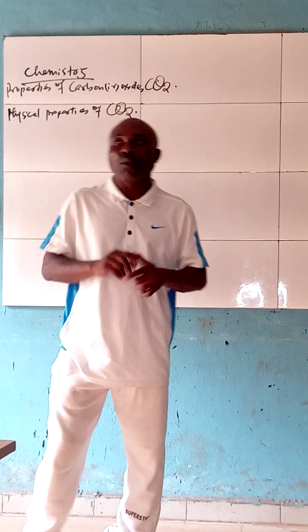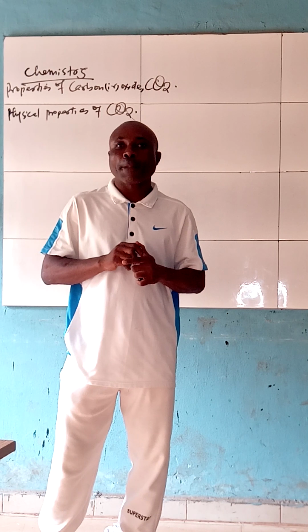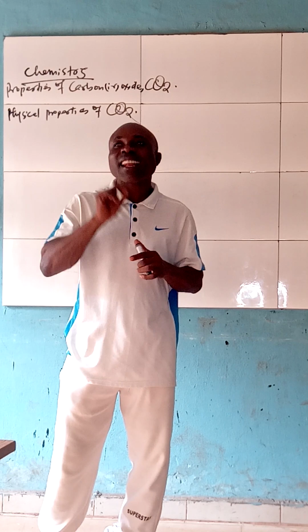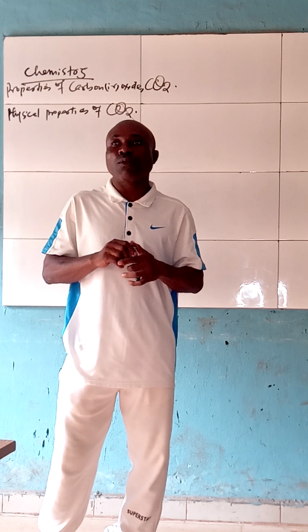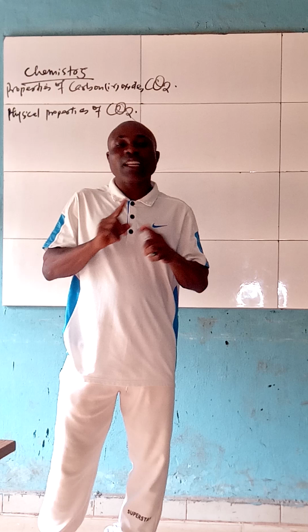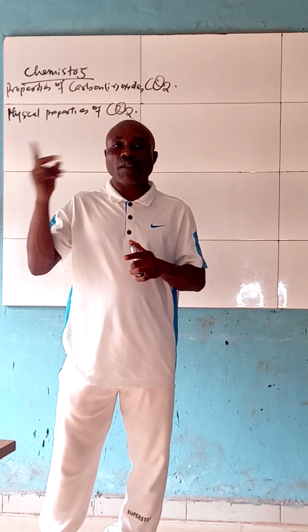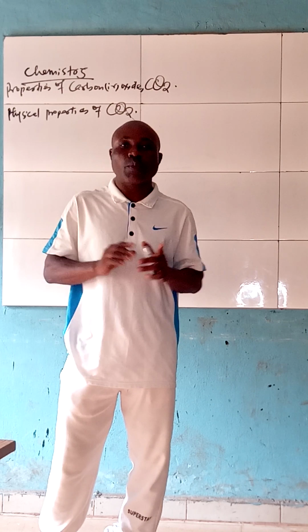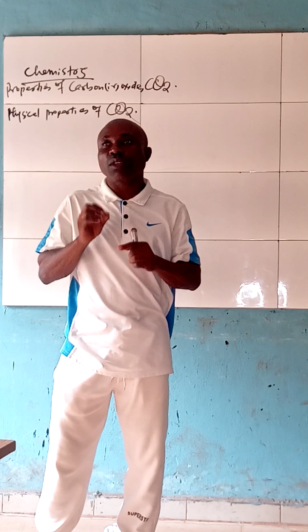Then number two, we'll talk about its solubility in water. Carbon oxide is slightly soluble in water. The only two gases that are highly or completely soluble in water are hydrogen chloride gas and ammonia gas, and that's why they are used for fountain experiments. But carbon oxide is slightly soluble in water.